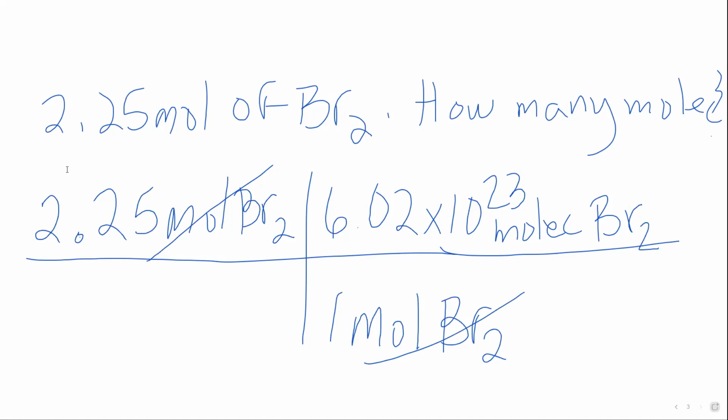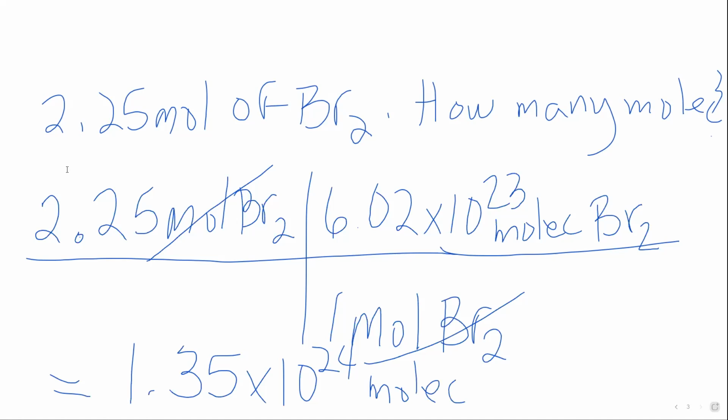So when we do this, we're multiplying. We have 6.02 EE 23 times 2.25. And 2.25 is the one that dictates our sig figs. So it's 1.35 times 10 to the 24th. And that would be molecules of Br2, there, like that.